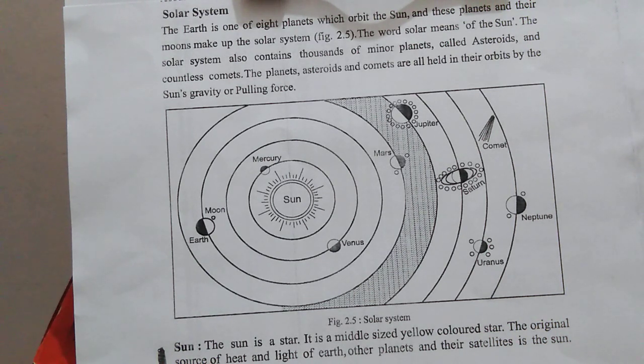First of all, Mercury, second Venus, third Earth, fourth Mars, then Jupiter. Next, Saturn, then Uranus, and last of all, Neptune. Now I would like to say something about the Sun.